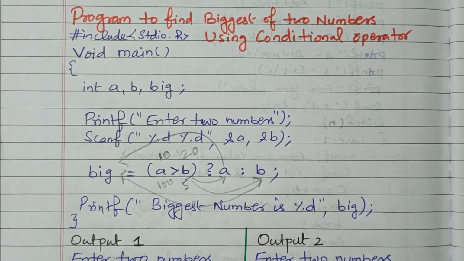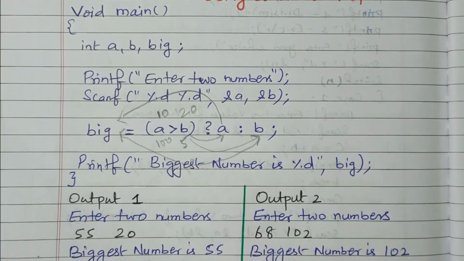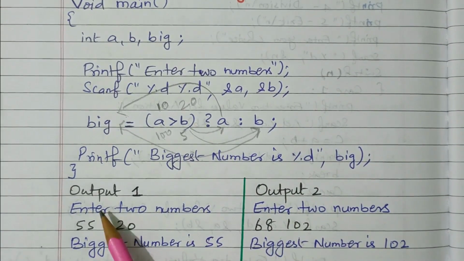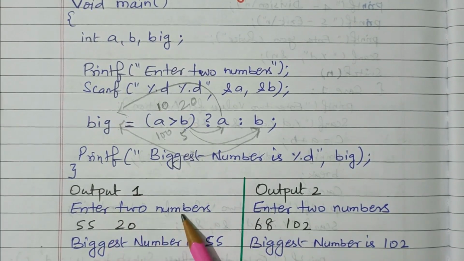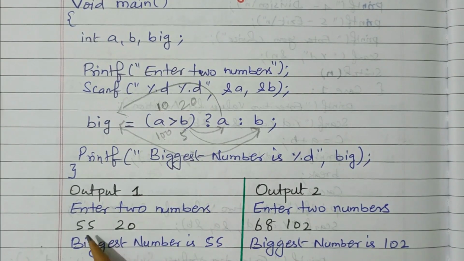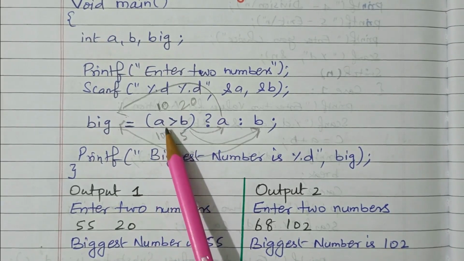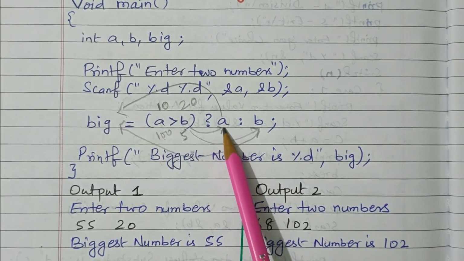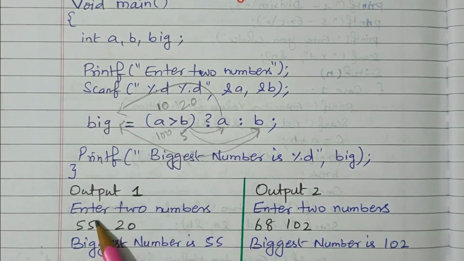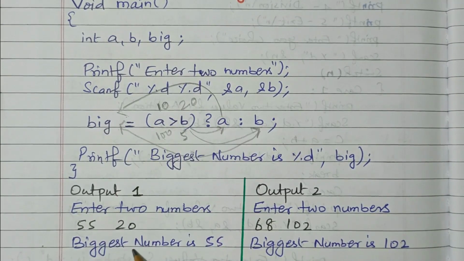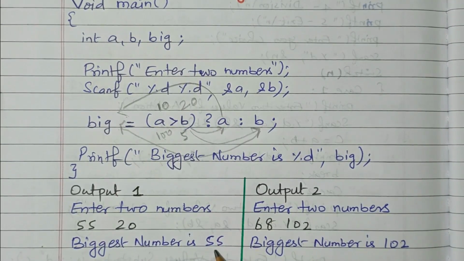We will see the two possible outputs. We will see output 1 and output 2. Output 1: enter two numbers. We ask the user to enter two numbers. He enters 55 and 20, right? So with 55 and 20, we are checking whether A is greater than B. It is true. True means the first expression, A, will be stored in the variable big. A means 55. So the biggest number is 55. Automatically it will give the value 55.